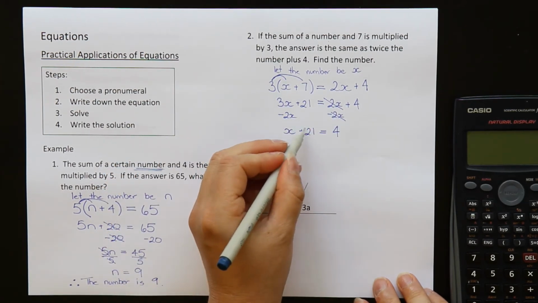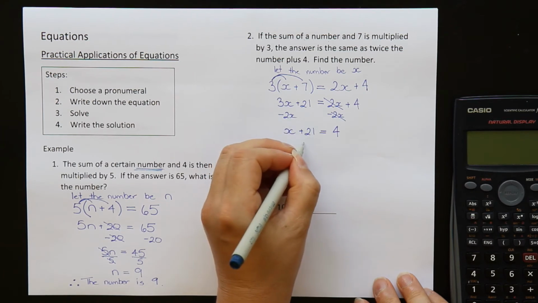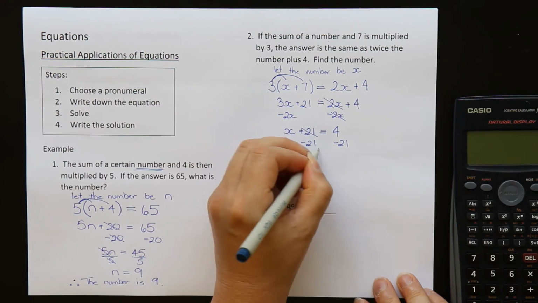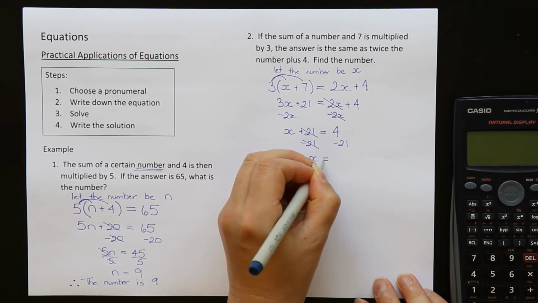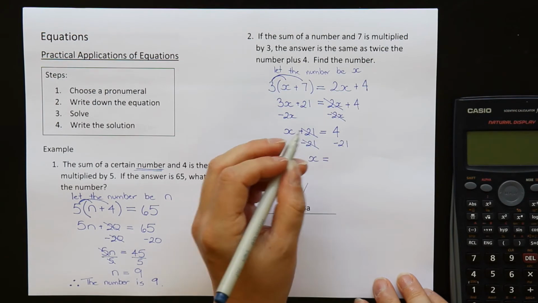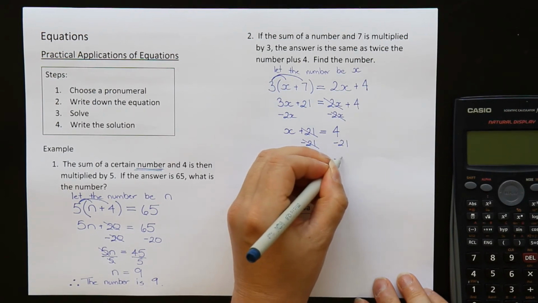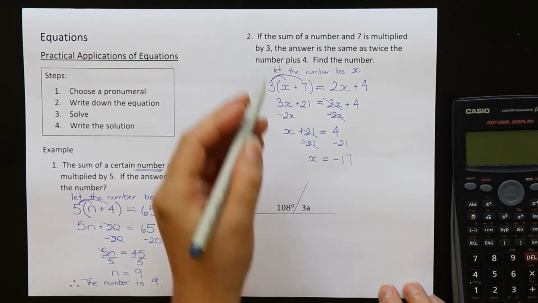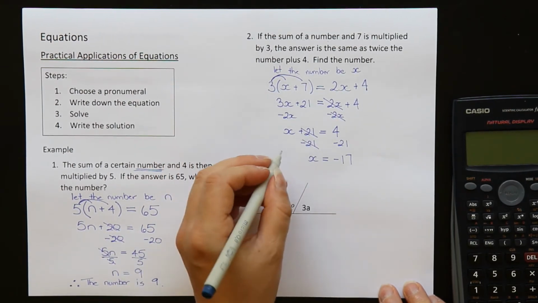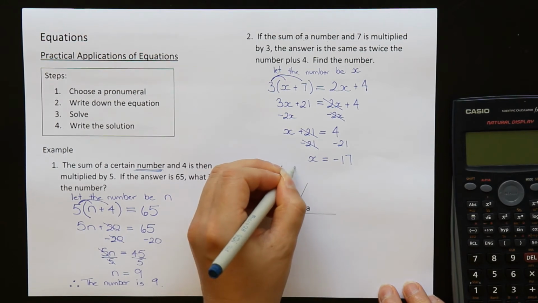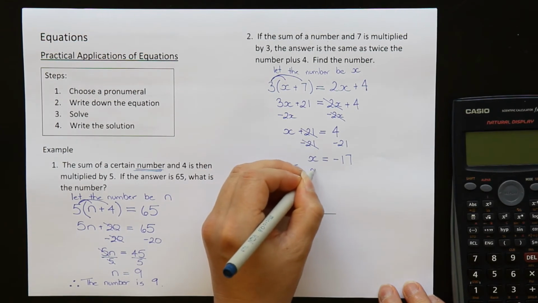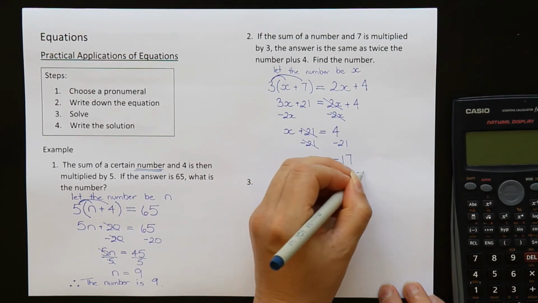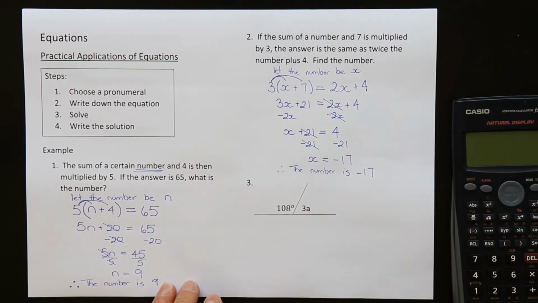Now the last thing to do is to move this 21, so I need to subtract 21. x is by itself. 4 minus 21 is negative 17. So, wordy question, I need to write my solution. Therefore, the number is negative 17.